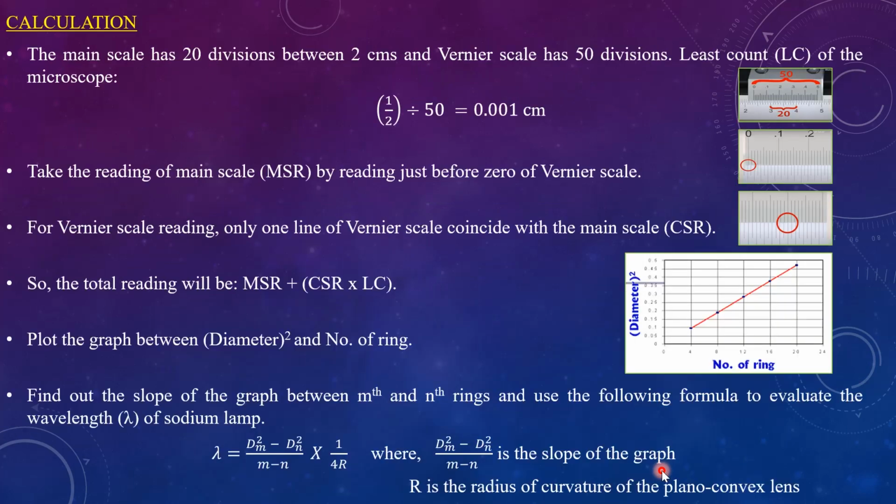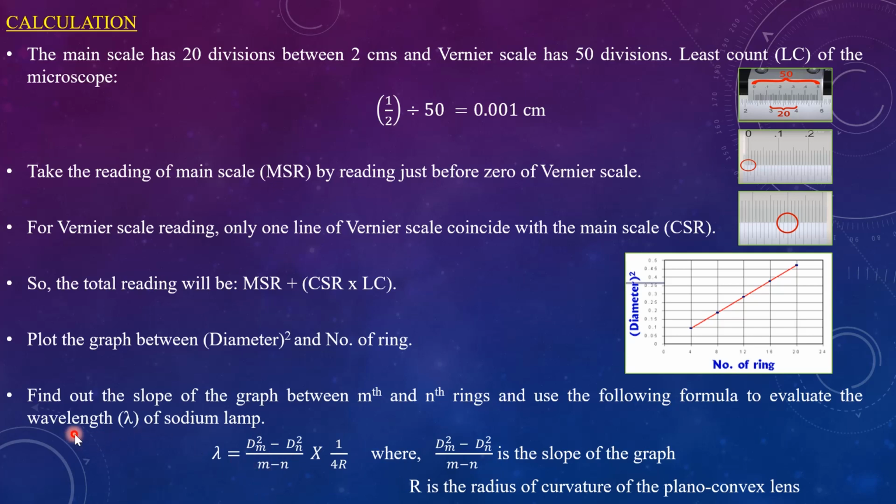After doing this, we have to plot a graph between the diameter squared and the number of rings. The graph will be a linear graph, simply because as we move away from the center, the diameter of the rings will increase. So, by using this graph, we can calculate the slope of the graph for the mth and nth ring, which is dm square minus dn square upon m minus n.